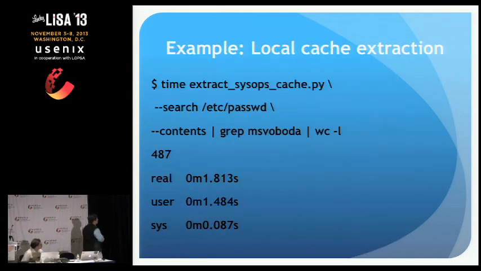This is an example of the utility that we built executing. We searched for the /etc/passwd file, and we ask to display the contents. So this is extracting array sub 0 out of the cache. I'm displaying /etc/passwd for all the machines in my cage, grepping for my host name, and I found myself in 487 machines, and this executed in a little over a second.